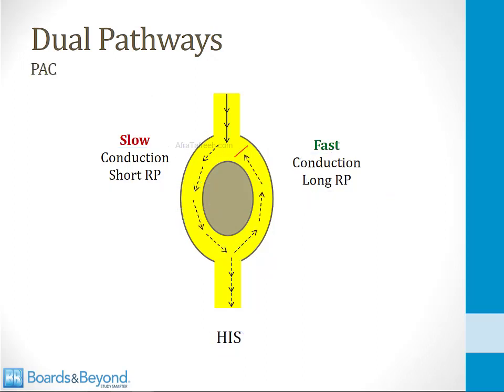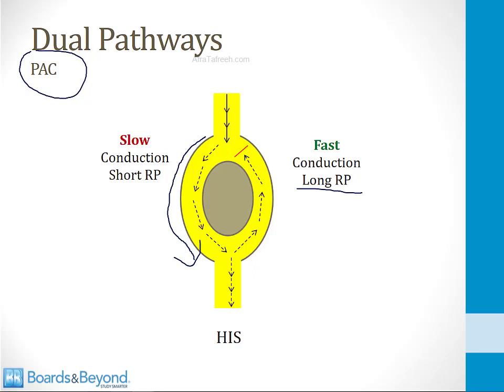Now consider what happens to a patient with dual pathways if a PAC occurs, or a premature atrial contraction. Remember that the fast pathway has a long refractory period, so if a premature atrial depolarization occurs, it may encounter the fast pathway when it is refractory and cannot conduct electricity. In this situation, impulses will travel down the slow pathway, and because the slow pathway is slow, by the time those impulses reach the bottom of the AV node, the fast pathway will be ready to conduct an impulse again.